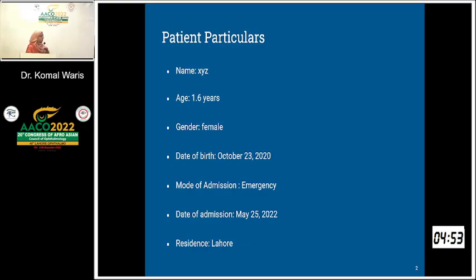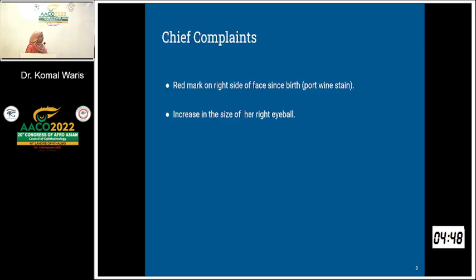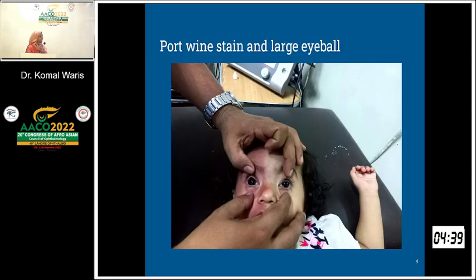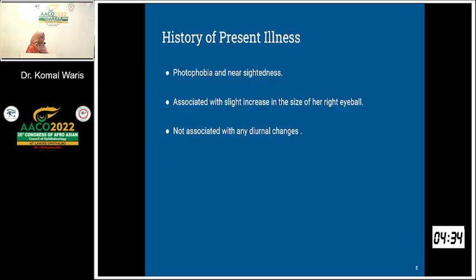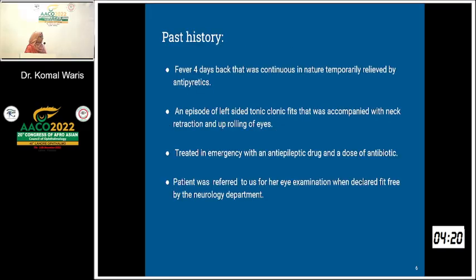She presented to us in emergency on May 25, 2022. She was a female. Her chief complaint was a red mark on her face, a port wine stain, and an increase in the size of her right eyeball. As you can see in the picture, there is a red mark on the face. The history of presenting illness was photophobia and nearsightedness, associated with an increase in the size of her right eyeball, and it was not associated with any diurnal changes.